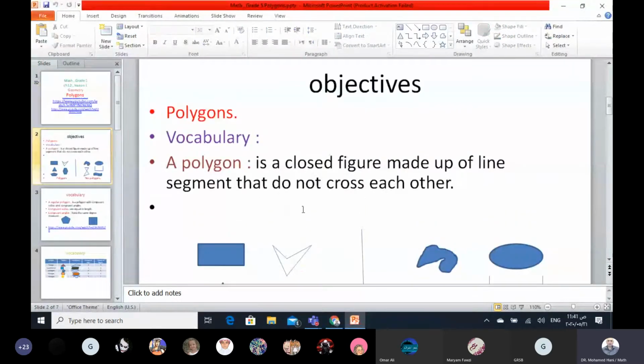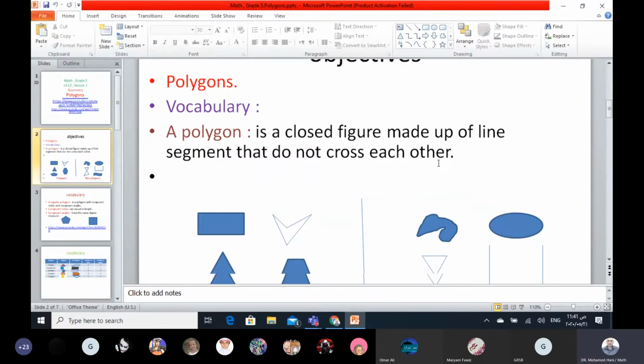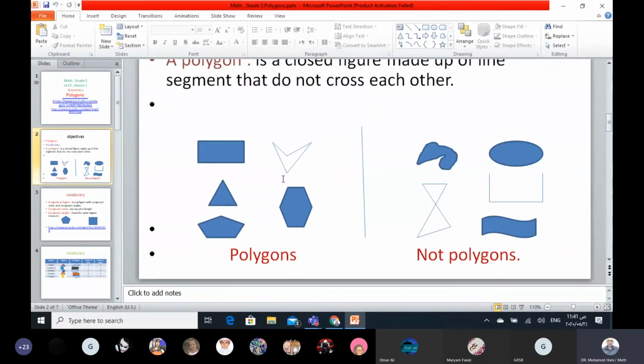So today we want to learn the meaning of polygons and the kinds of polygons. A polygon is a closed figure made up of line segments that do not cross each other. As you see here, we have 2 sets. The first set, as you see here, we have a closed figure, and we have angles, so this shape will be a polygon.